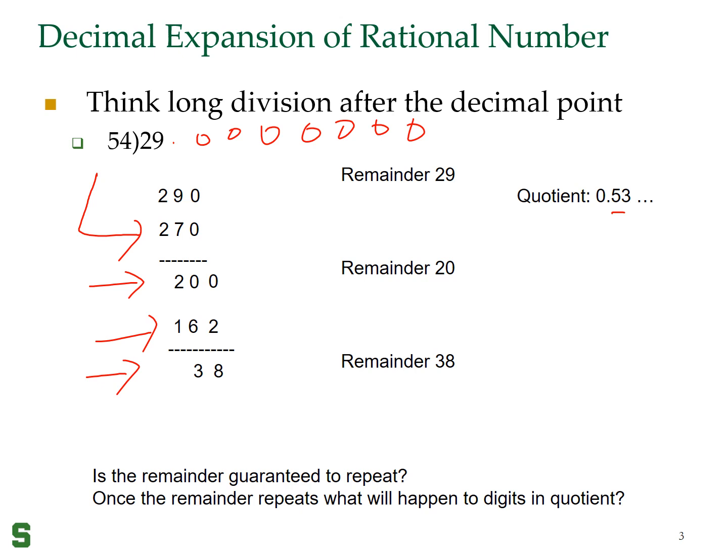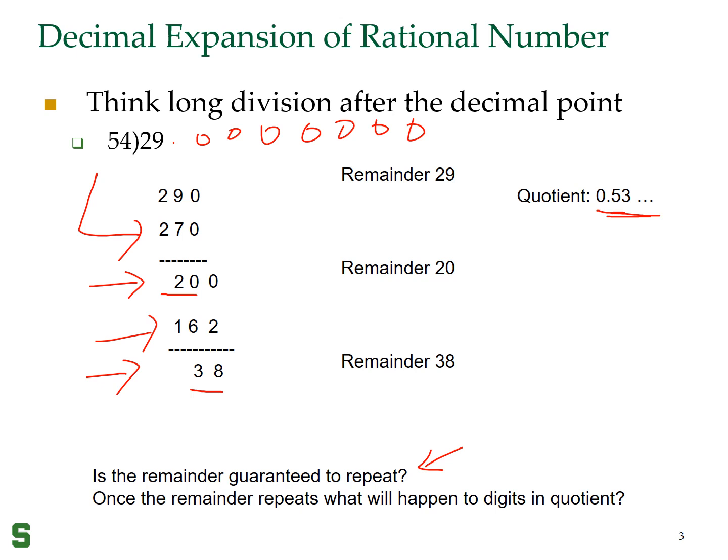Now, a few things I want to focus on. I want to focus on the remainder that I'm going to get every time, and I'm also going to look at the quotient that I'm going to get every time. So I have a question. Is the remainder guaranteed to repeat? My claim is that eventually the remainder will repeat. I will see the same remainder coming up again. Why is that? Pause here for a little bit to think for yourself.